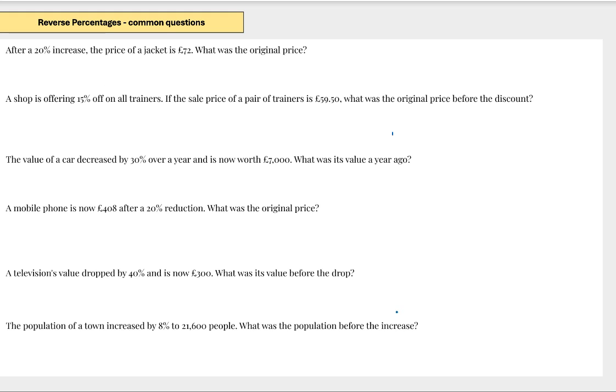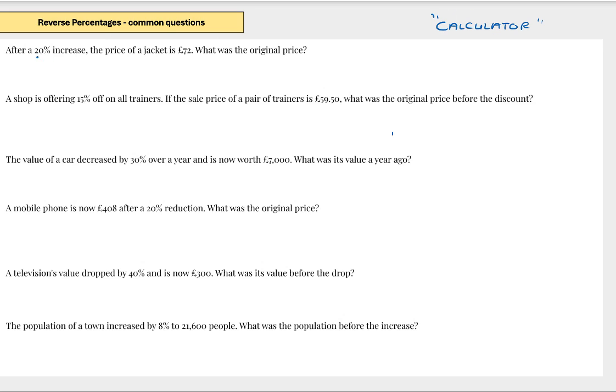Reverse percentages, these are common questions. You will need a calculator, I presume, because there are decimals. But you can ask your teacher that. I'm not sure, but I believe it is.